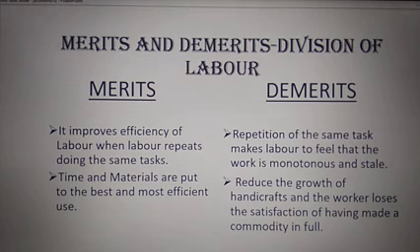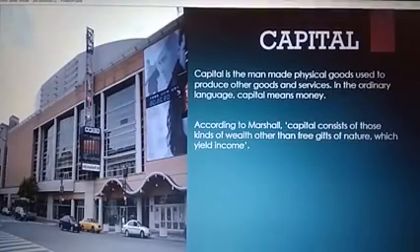Next one, capital. Capital is the man-made physical goods used to produce other goods and services. In ordinary language, capital means money. According to Marshall, capital consists of those kinds of wealth other than free gifts of nature, which yield income.